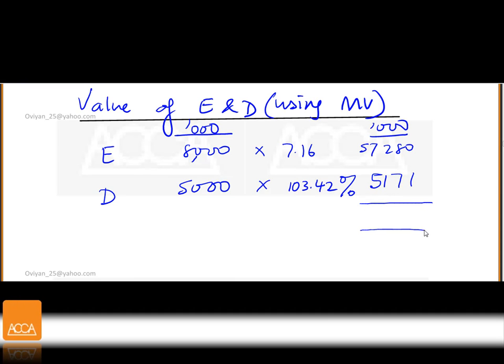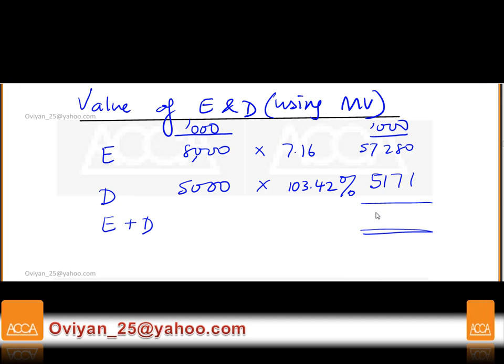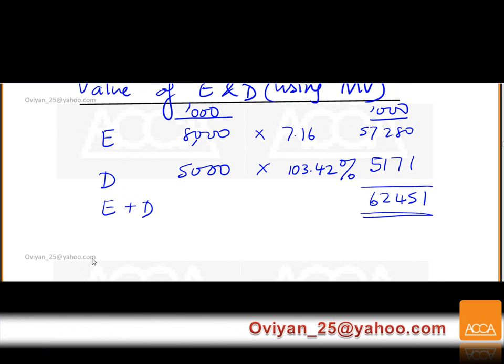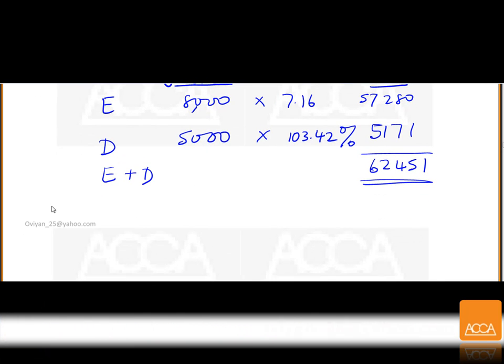5171. So you're going to get in total the value of E plus value of D sum up to 62,451. So now we are ready for the final part. We're going to nail it. We're going to get the weighted average cost of capital.